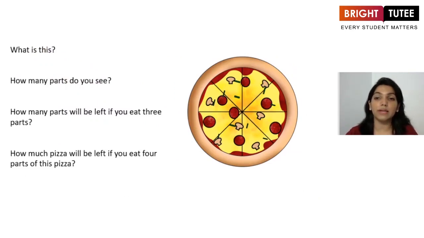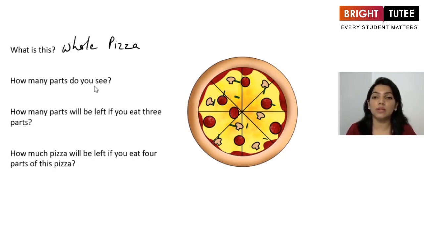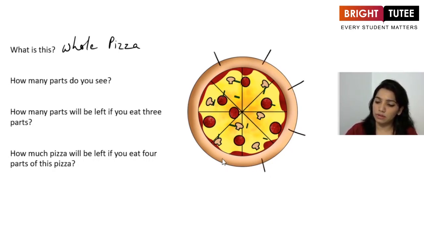What you see in front of you again is a pizza, but here you have certain slices cut into it. This is a whole pizza, complete. How many parts do you see? Look at this figure. Let us count the number of parts in which it has been cut. 1, 2, 3, 4, 5, 6, 7 and 8. So we see a total of 8 parts, right?